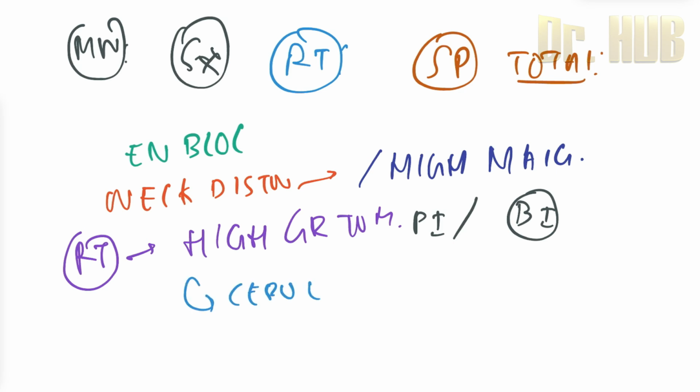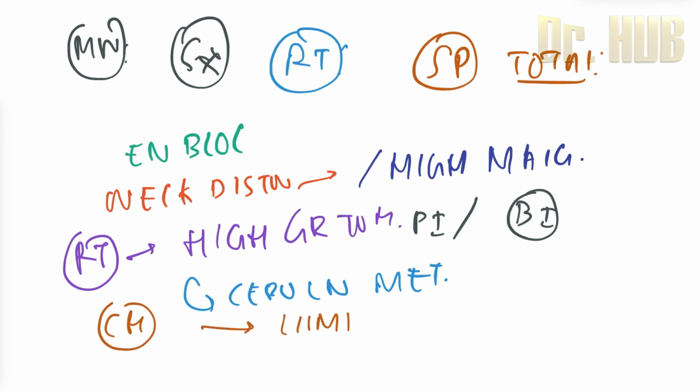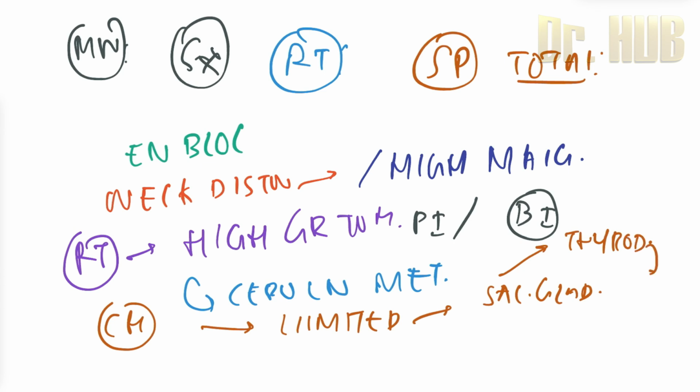Next, chemotherapy has a limited role in salivary gland and thyroid tumors. This is due to incomplete and short-lived responses, and there are no survival advantages.